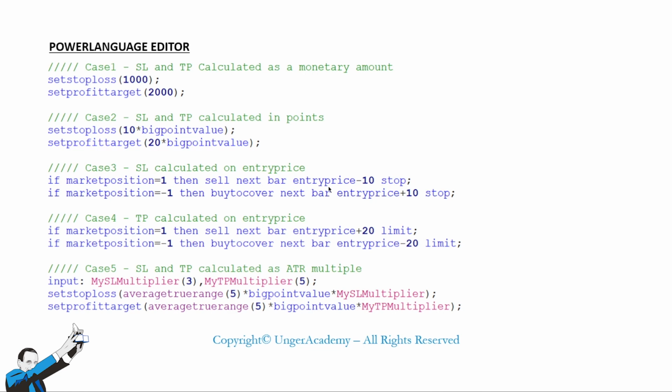of our positions. Of course, in the opposite situation, so on the short side, when the market position is -1, we'll write buy to cover, because to close a short position, of course, we'll have to buy. Again, at a certain distance from the entry price, which in this case is 10 points higher than the entry price. Because as we've already seen before, the stop loss must be placed at a higher level than the entry price when we're short. The take profit is set in the same way.